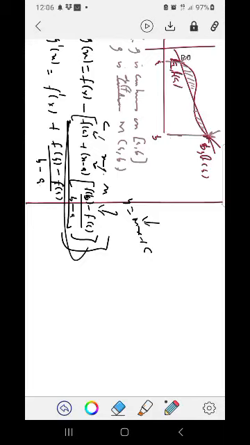I think my canvas is messy. Let me just save the canvas and move on to the next page.